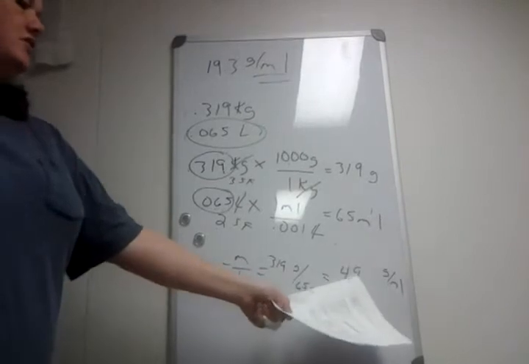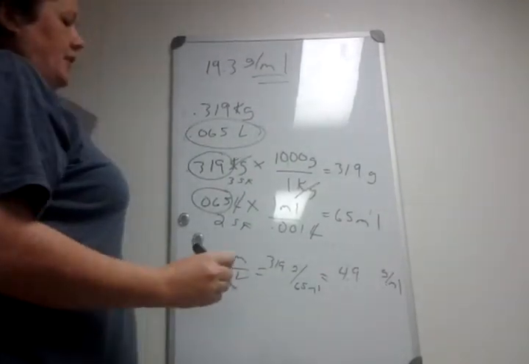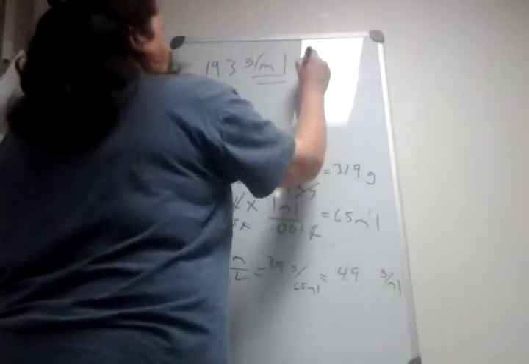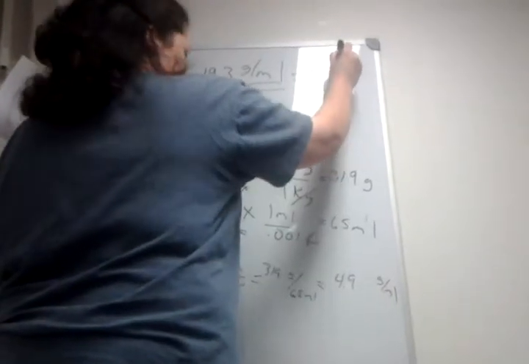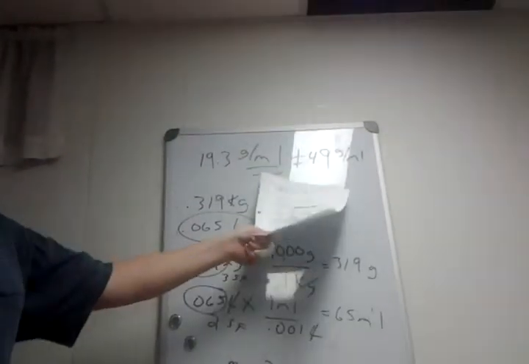One significant figure, two significant figures. So the answer is 4.9 grams per milliliter. That does not equal 19.3 grams per milliliter. So our nugget is not gold.